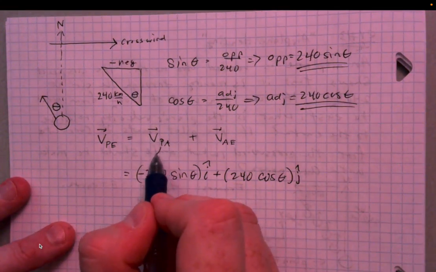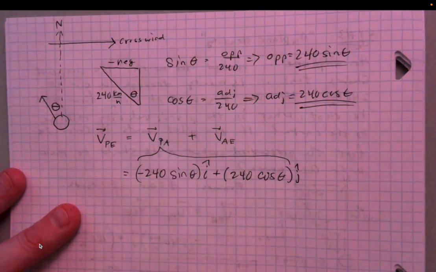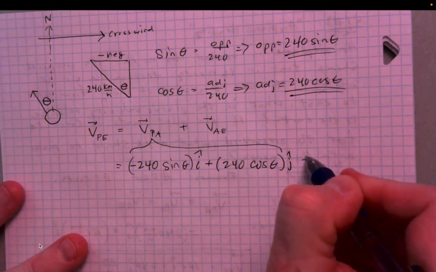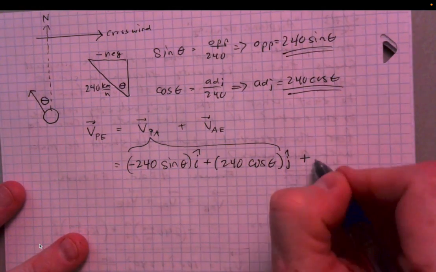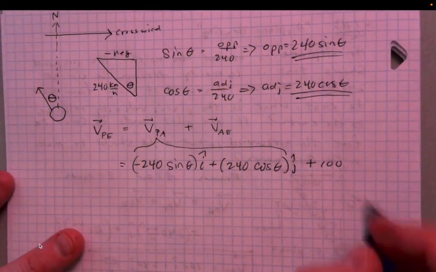So just to make sure we're tracking here, this is all just this piece of the vector equation, right? So just that piece. And then we still have this guy on the end here, which was 100, and that's in the i direction, right? In the x direction, so i hat.